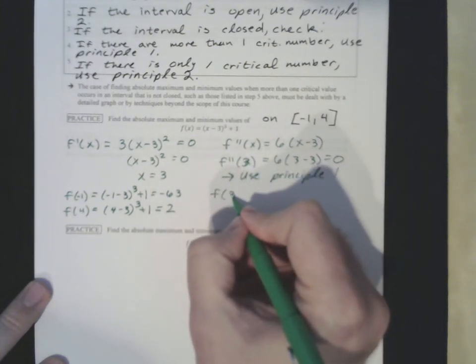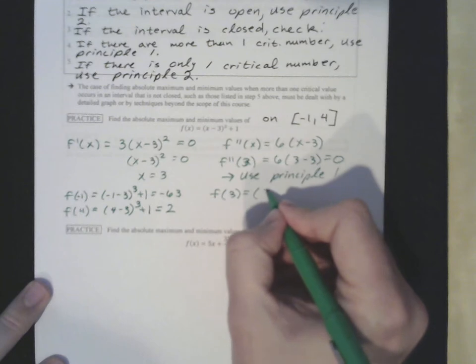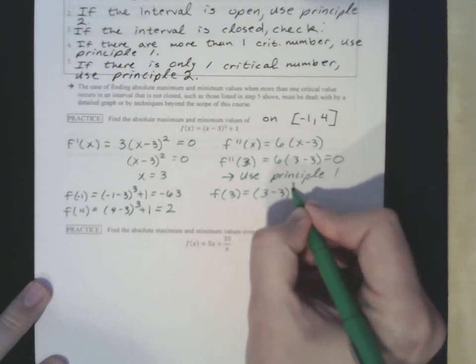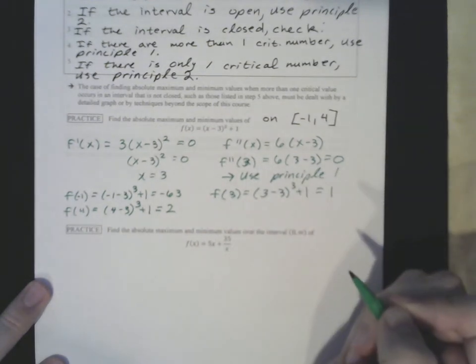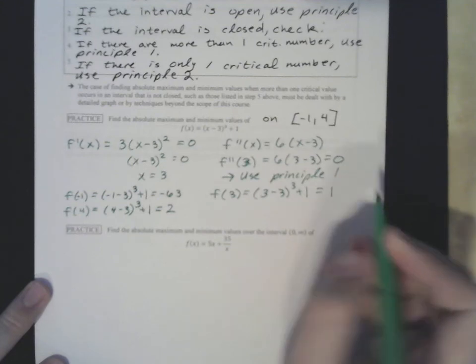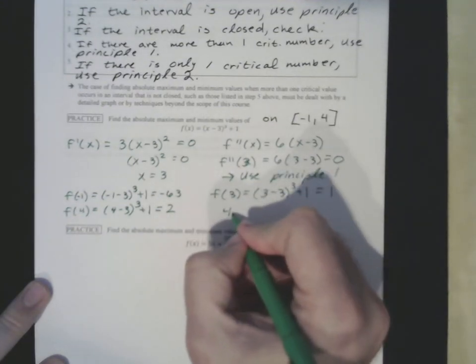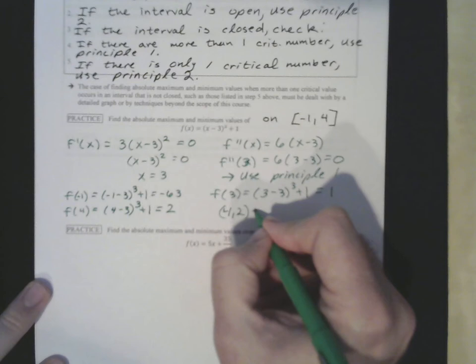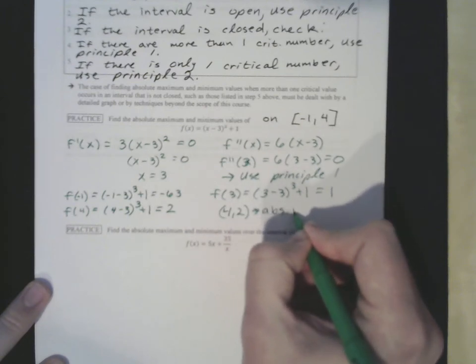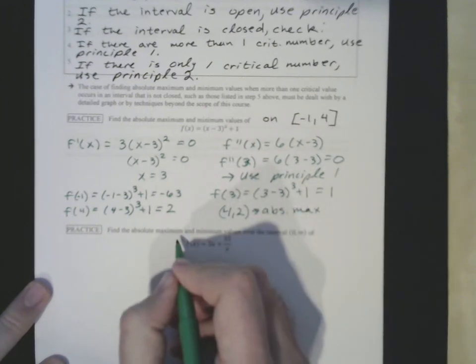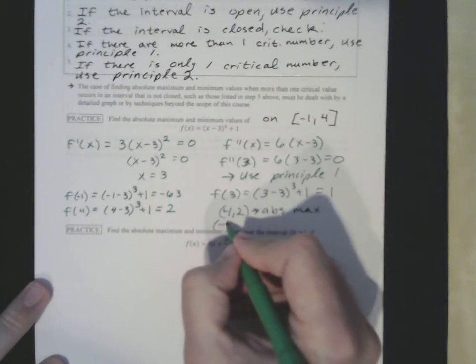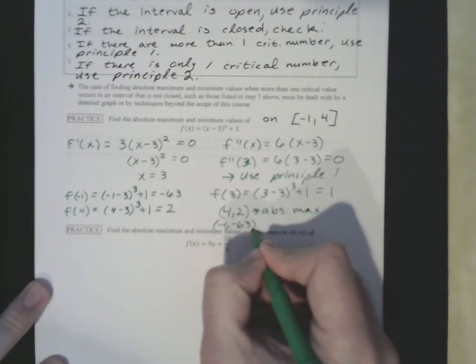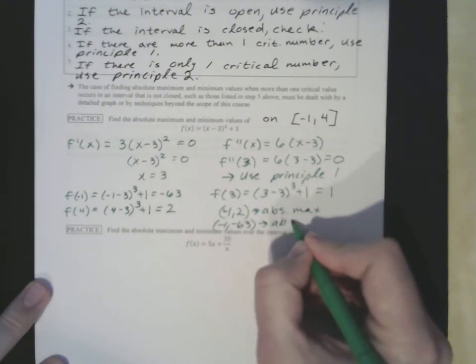And then f of 3 is (3 minus 3) cubed plus 1. This is just going to equal 1. So we take the biggest y value, (4, 2). This is the absolute max. And we take the smallest y value, which is -63. (-1, -63). This is the absolute min.